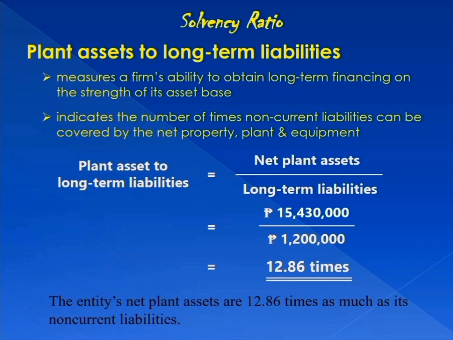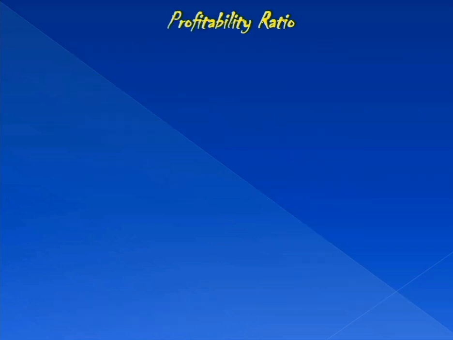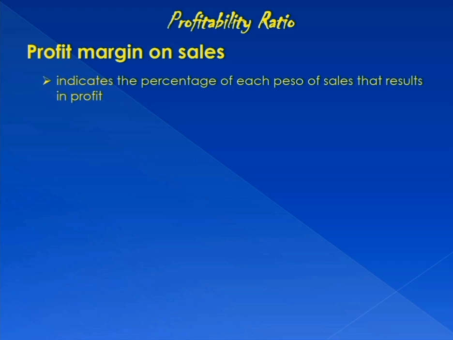Aside from liquidity and solvency ratios, there are also financial ratios which are measures of profitability. The necessity of earning profit cannot be overemphasized. Without profit, it is impossible to attract creditors and investors. One profitability ratio is the profit margin on sales, which indicates the percentage of each dollar or peso of sales that results in profit.